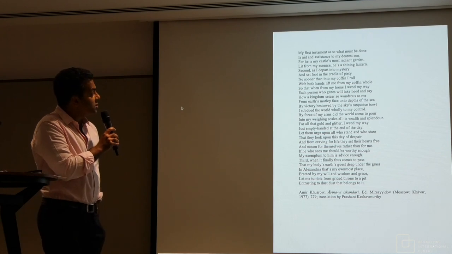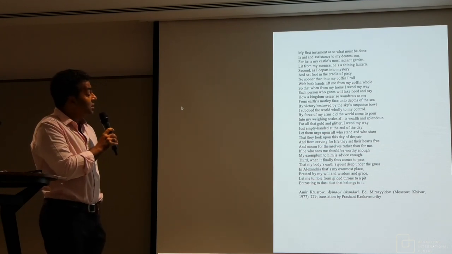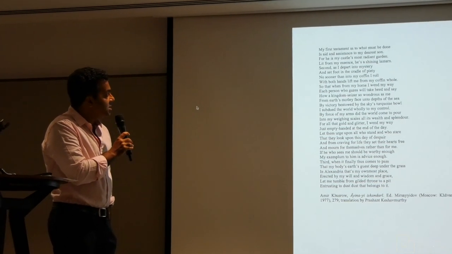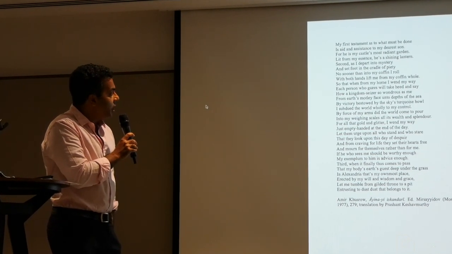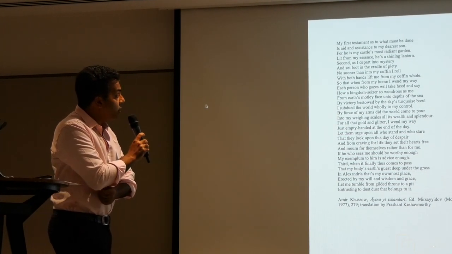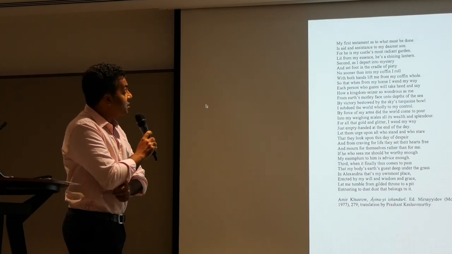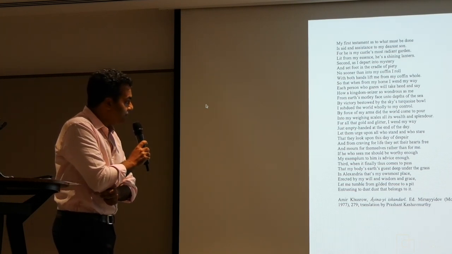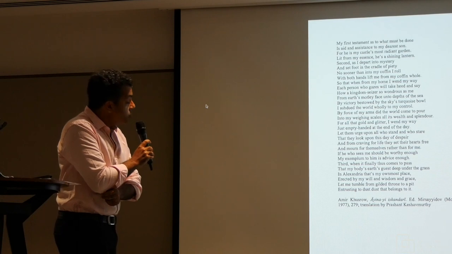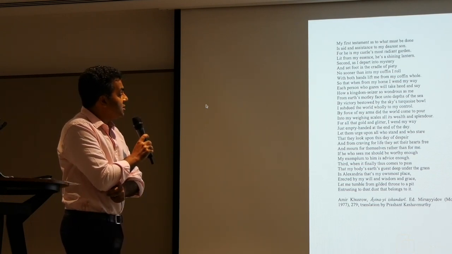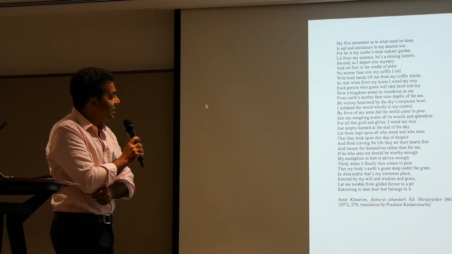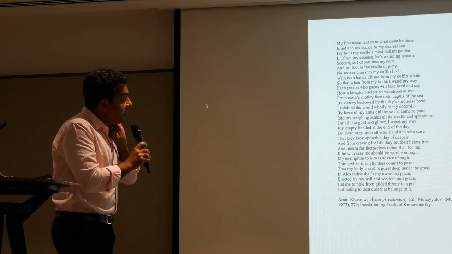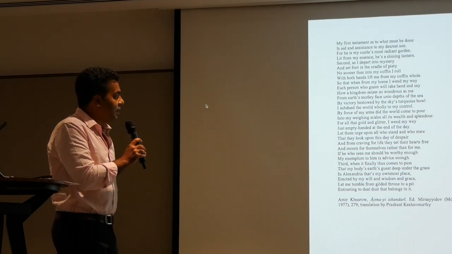a kingdom Caesar so wondrous as me, from earth's motley face unto the depths of the sea, by victory bestowed by the sky's turquoise bowl, I subdued the world wholly to my control. By force of my arms did the world come to pour into my winged scales all its wealth and splendor. For all that gold and glitter, I wend my way, just empty-handed at the end of the day. Let them urge upon all who stand and who stare, that they look upon this day of despair, and from craving for life they set their hearts free, and mourn for themselves rather than for me. If he who sees me should be worthy enough, my exemplum to him is advice enough.